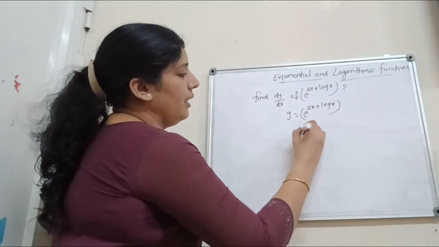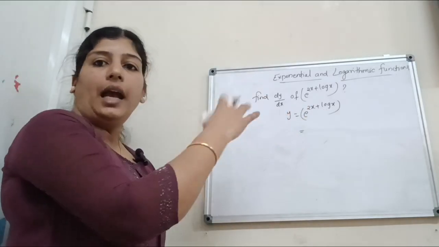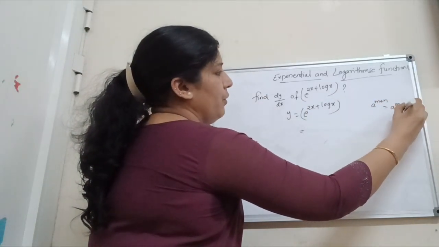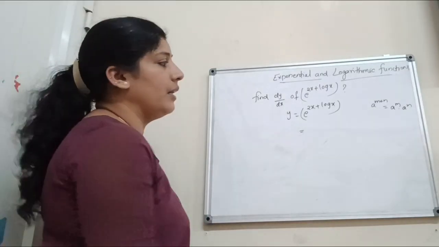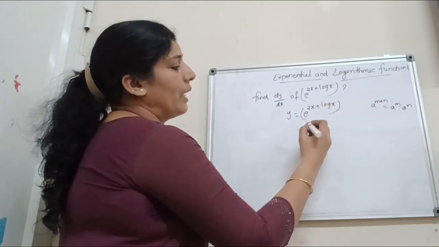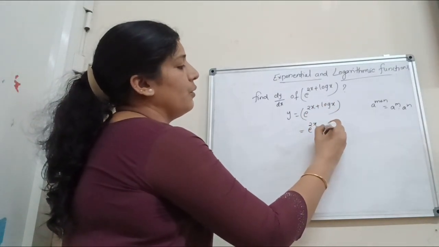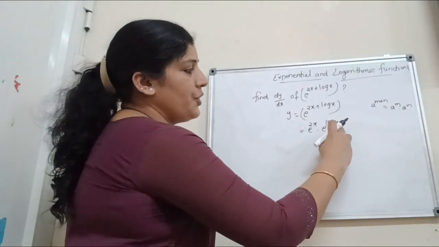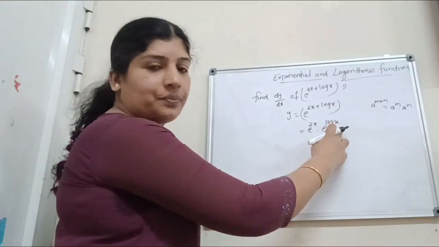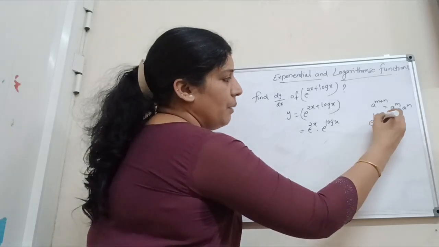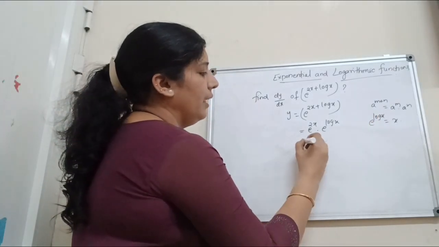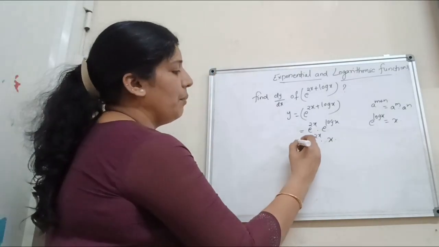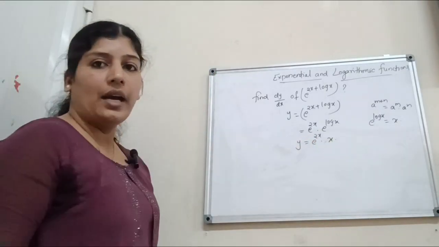Therefore, it is equal to e raised to a plus b. We know that a raised to m plus n is equal to a raised to m into a raised to n. In the same manner, e raised to 2x plus log x can be written as e raised to 2x into e raised to log x. We know that e raised to log x is x. Therefore, it is equal to e raised to 2x into x. Therefore, y can be written as e raised to 2x into x.